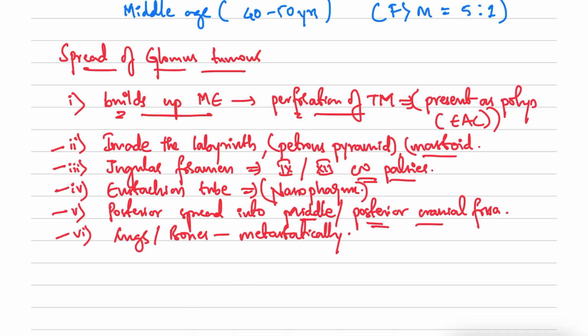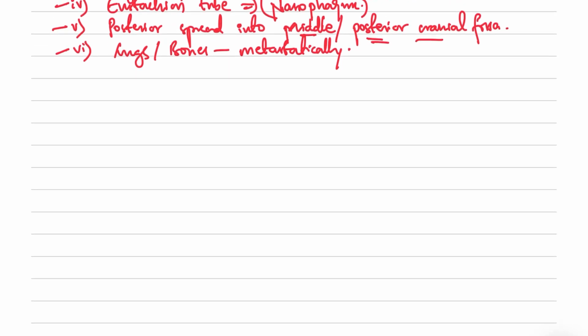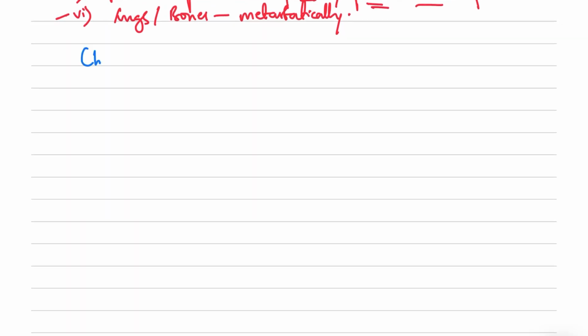Now we'll look at the clinical features of the glomus tumor. So what clinical features do you have? In around 90% of the cases, the symptoms pertain only to the ear. That's what you need to know. Now there will be different circumstances in which the patient may present: when it is intratympanic, when it presents as a polyp, or when there are associated cranial palsies.